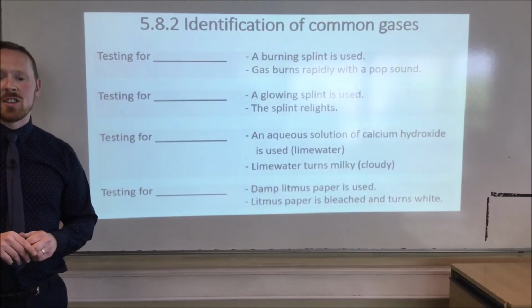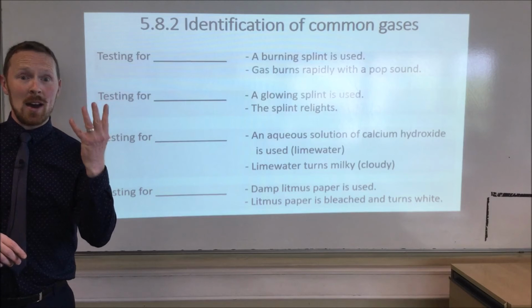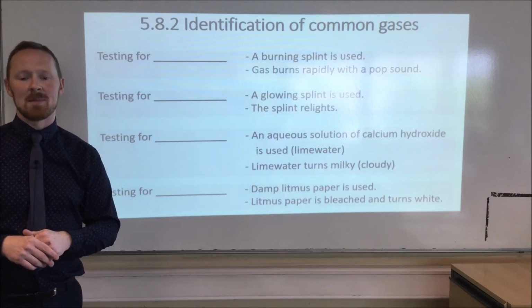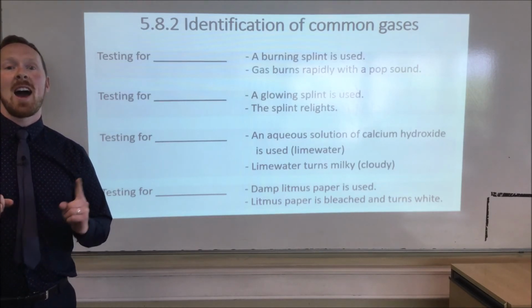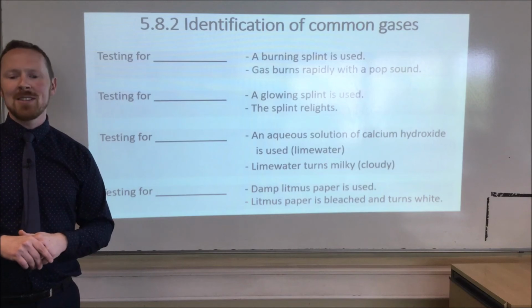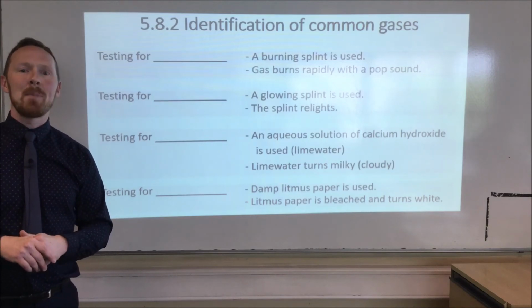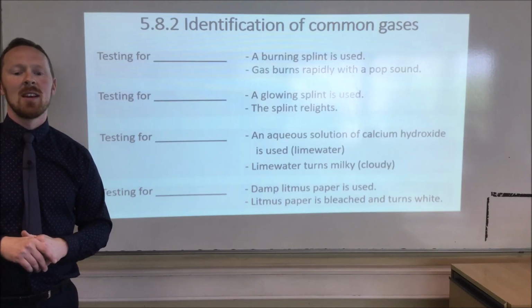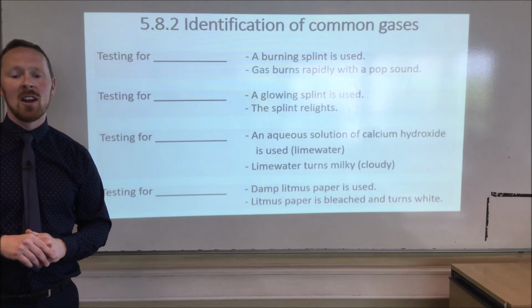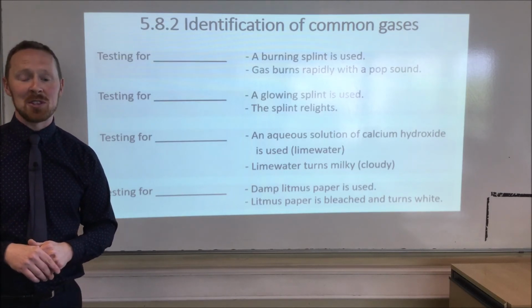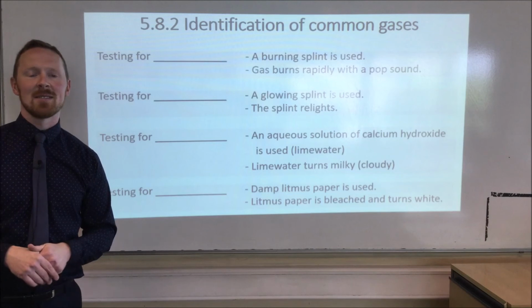5.8.2, identification of common gases. You must know how to be able to test for these 4 gases. The first one, testing for hydrogen. A burning splint is used and the gas burns rapidly with a pop sound. Secondly, testing for oxygen. A glowing splint is used and the splint relights.